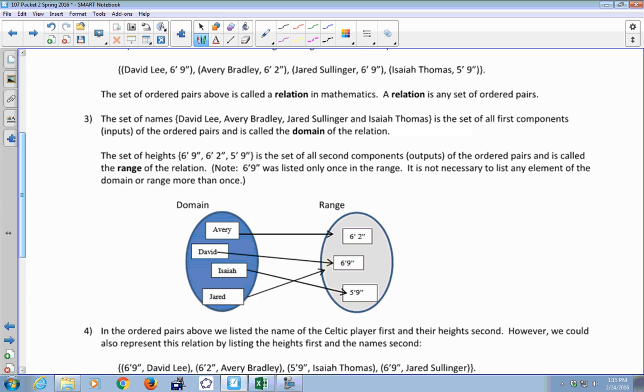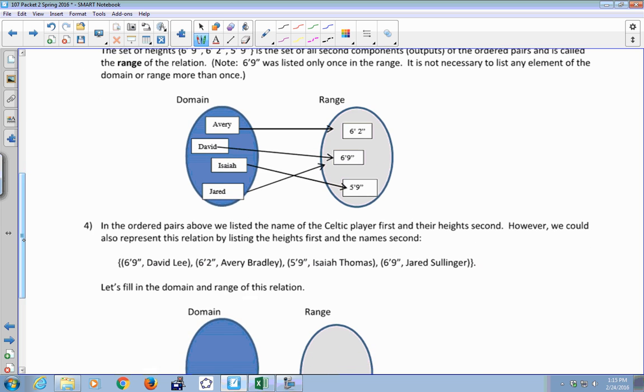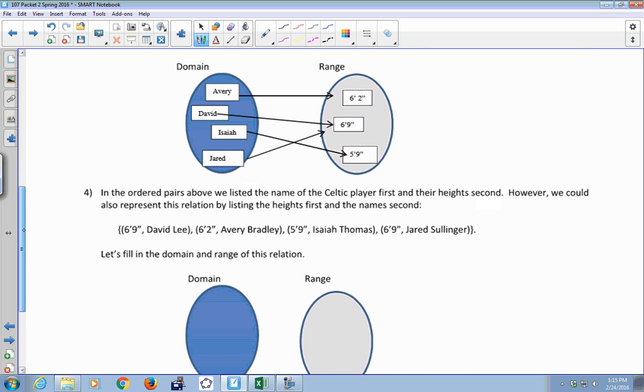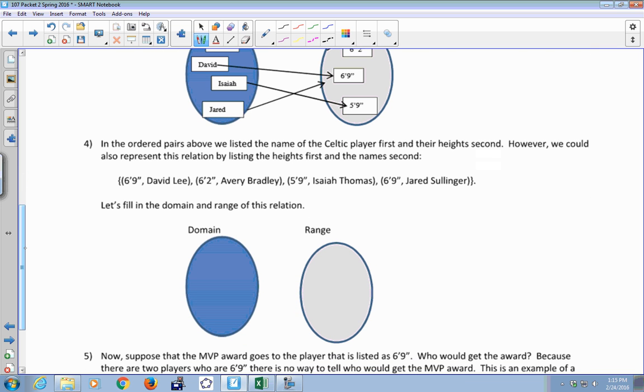So then we could make a little map where we list all the elements from the domain in one circle, all the elements from the range in another, and then we map names to heights. So Avery gets mapped to 6'2", David gets mapped to 6'9", Isaiah gets mapped to 5'9", and Jared also gets mapped to 6'9". We listed the name of the Celtics player first and their height second. That was a decision that we made here.